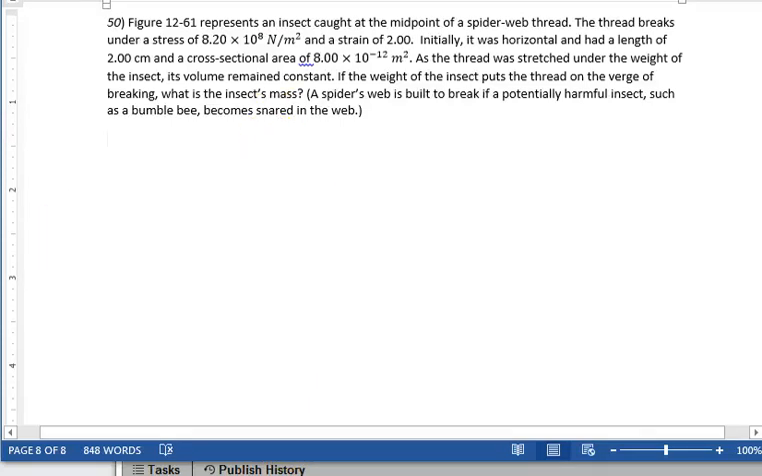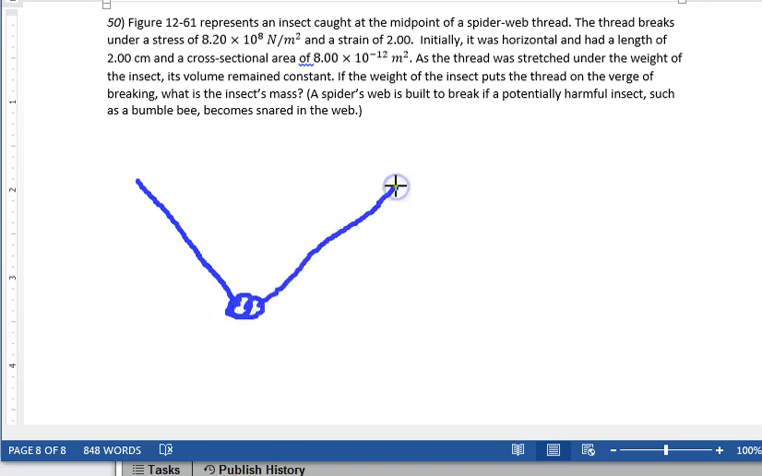Okay, so problem 50 is the problem with the spider web, and there's a big insect caught on the spider web. The thread breaks if the stress is 8.2 times 10 to the 8 newtons per square meter and the strain is 2.